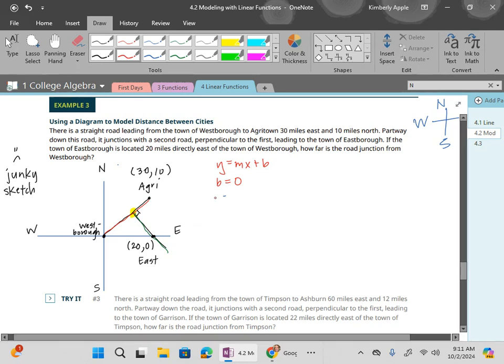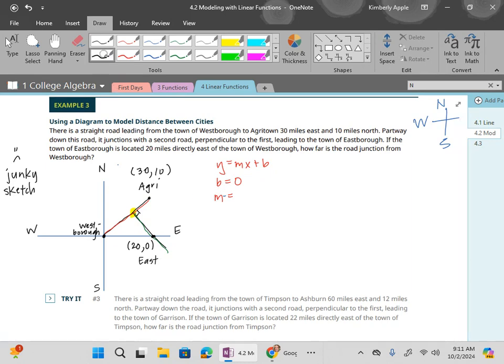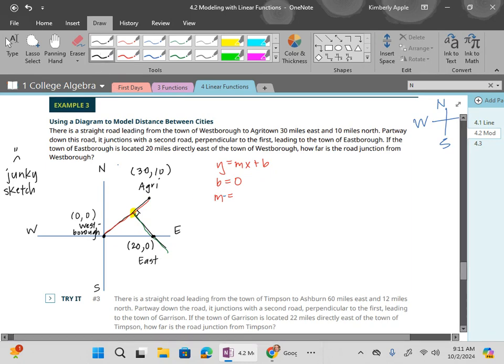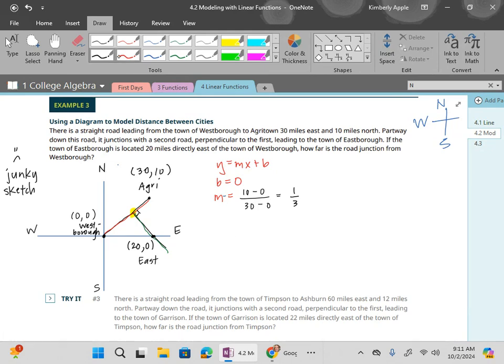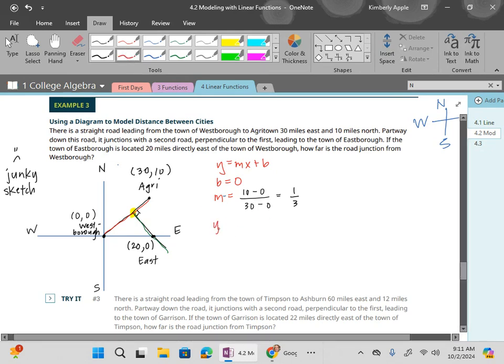Cool. What is m? Well, I'm going to have to use the slope formula to get m, right? This is 0, 0. Luckily, that makes things easy. So this would be 10 minus 0 and 30 minus 0. This would be a slope of 1 over 3. You with me? Sure. Well, the good news is I already have my linear function here that describes this line, 1/3 x.